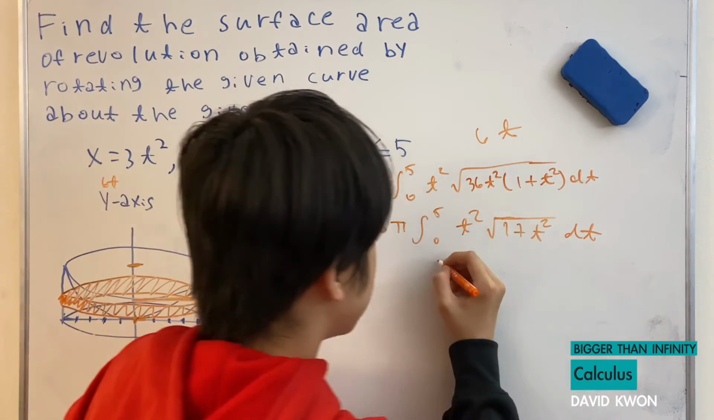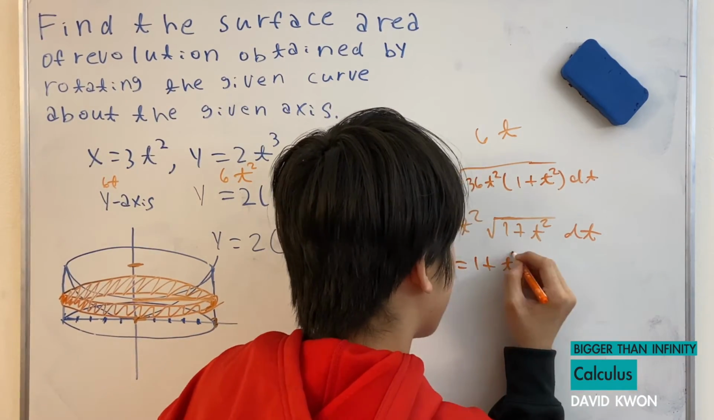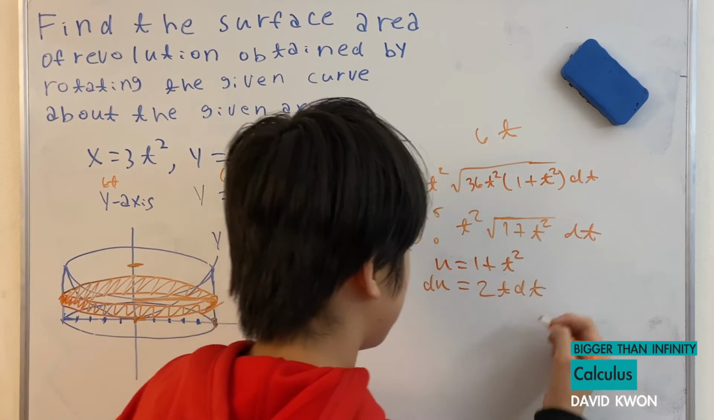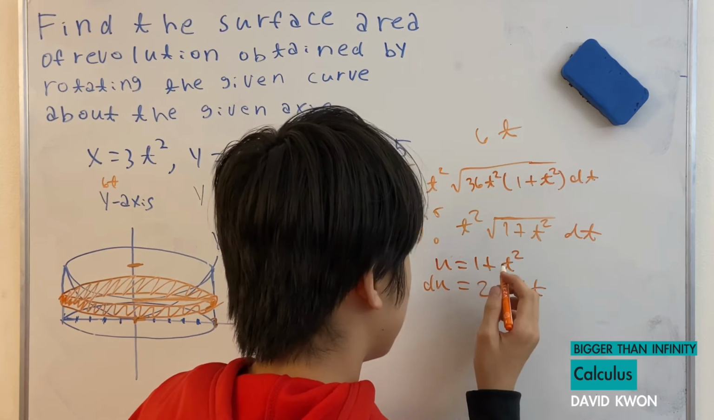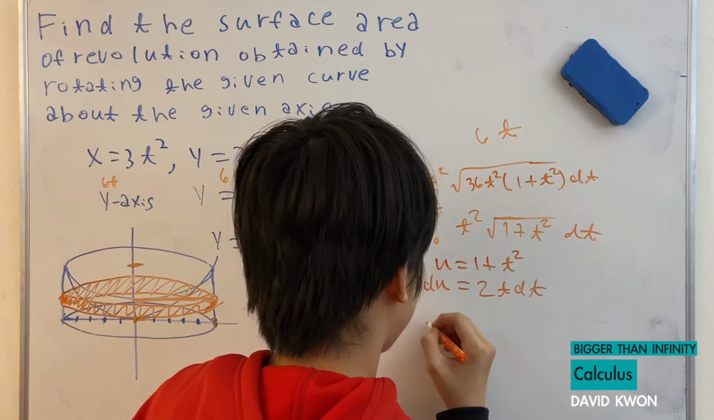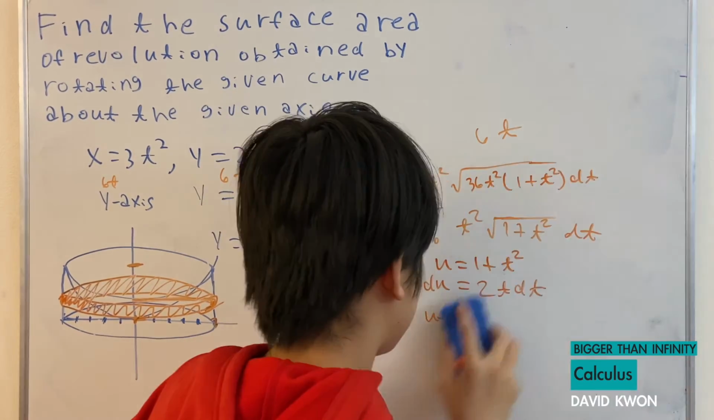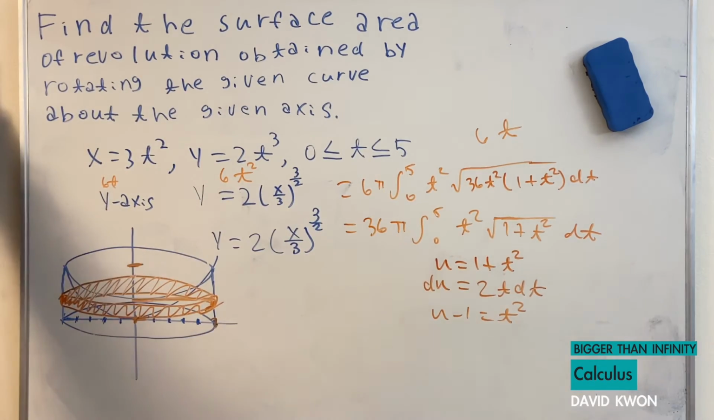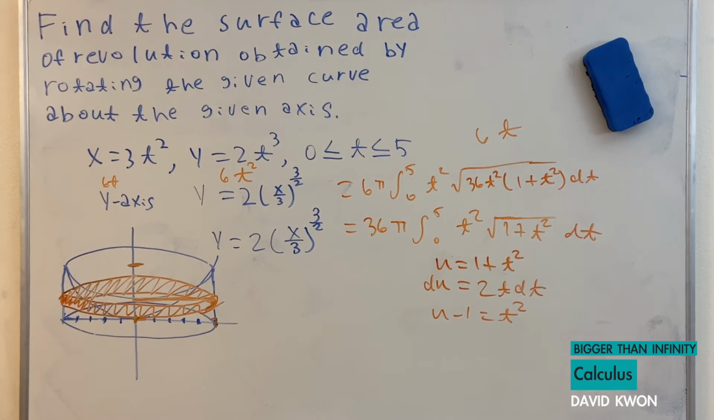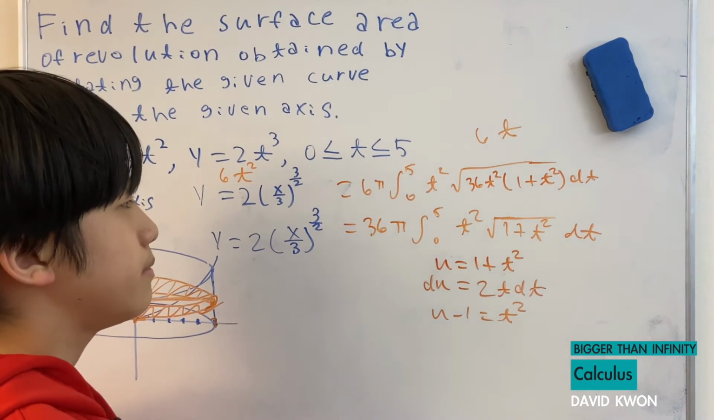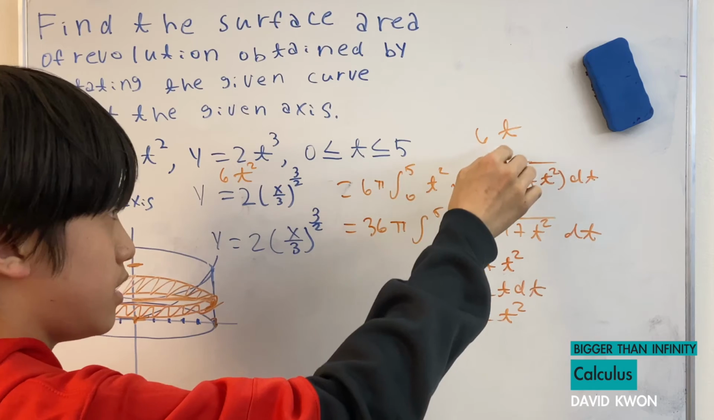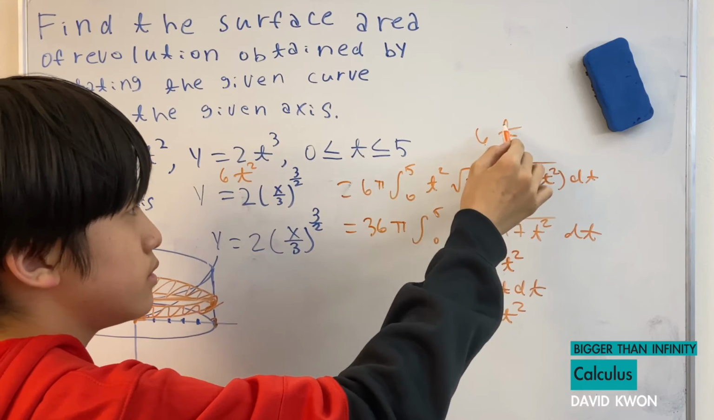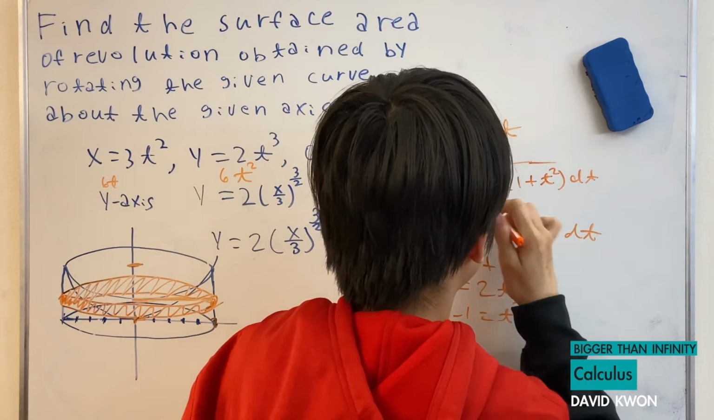I will set u equal to 1 plus t squared, so du is going to be 2 times t times dt. Also, I will subtract 1 on both sides, so I get this. Okay, wait a minute. Pretty sure I made a mistake somewhere. I just found my mistake. The 6t, remember? I multiplied 6 because that's the coefficient, but I forgot to multiply t to here. So now that is just t cubed.